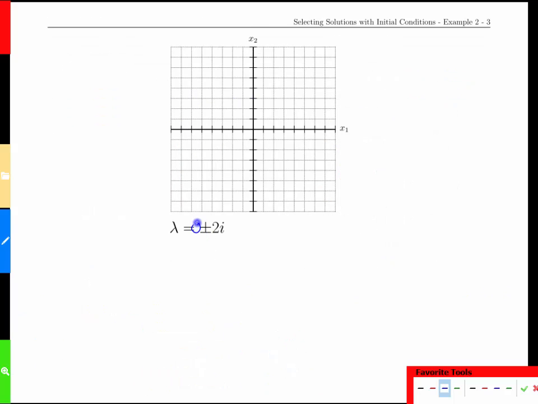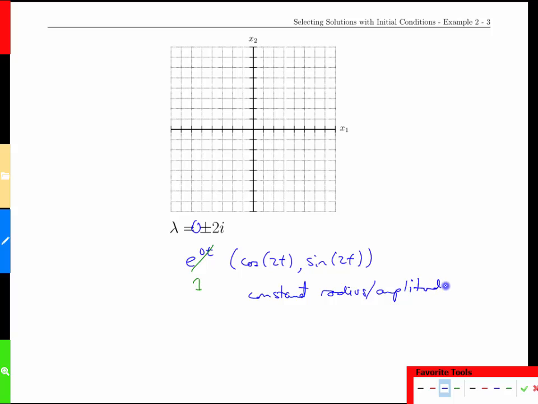If we had a 0 here, we would simply have e to the 0t, well, that's just better known as 1, times our cos, in this case here, of 2t, sine of 2t combinations, and that would be a constant radius amplitude, whatever we're imagining it, 1 dimension or 2 dimensions. And so that would be something like this.